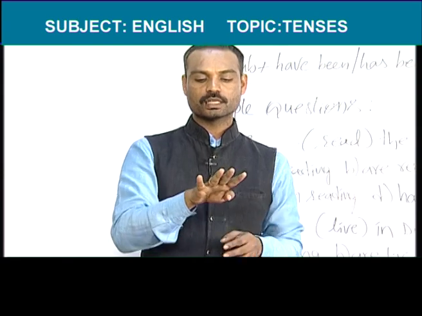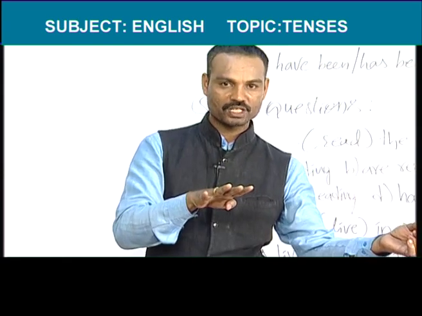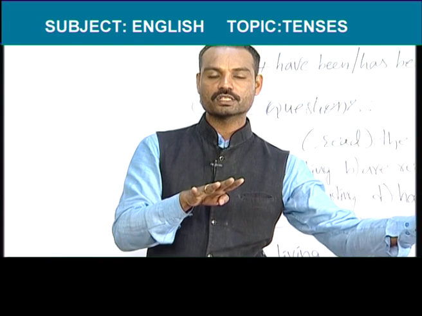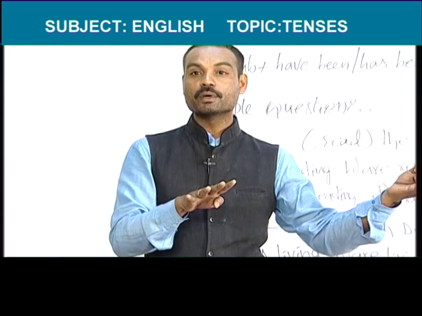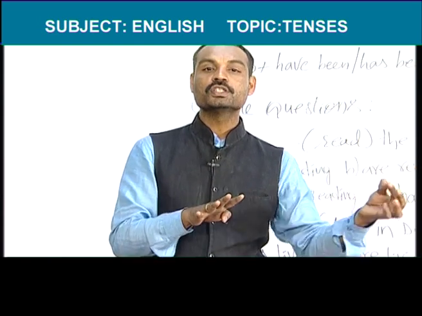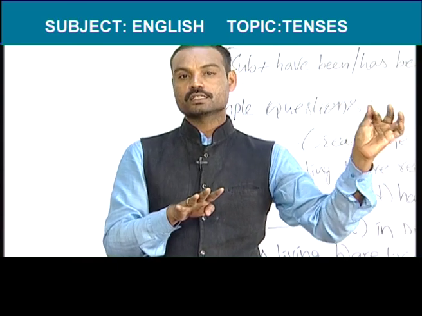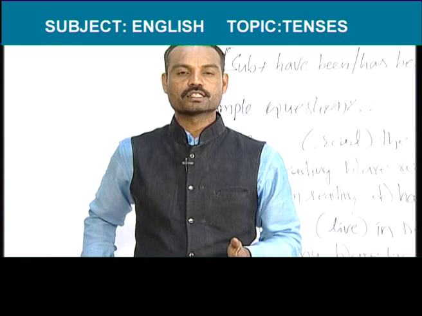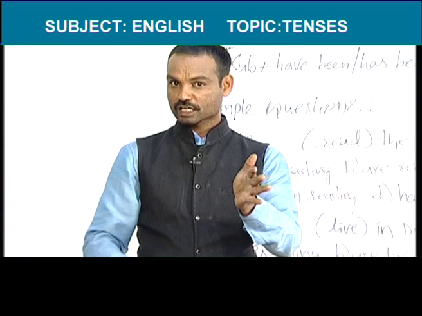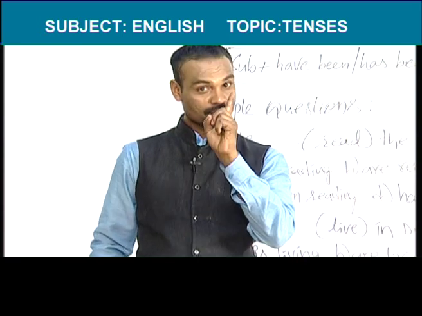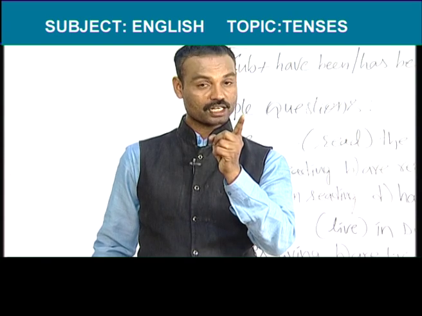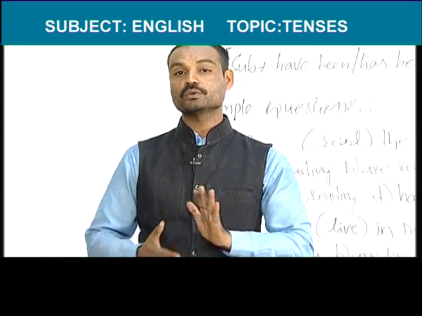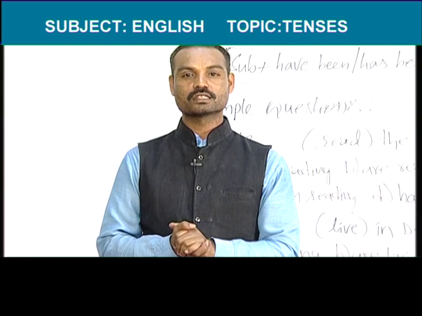So 4 types of sentences: she went to Amaravati yesterday, positive; she did not go to Amaravati yesterday, negative; did she go to Amaravati yesterday, interrogative; didn't she go to Amaravati yesterday is negative interrogative sentence. One more example: they came to Hyderabad yesterday, positive sentence; they did not come to Hyderabad yesterday, negative sentence; did they come to Hyderabad yesterday, interrogative sentence; didn't they come to Hyderabad yesterday, negative interrogative sentence.